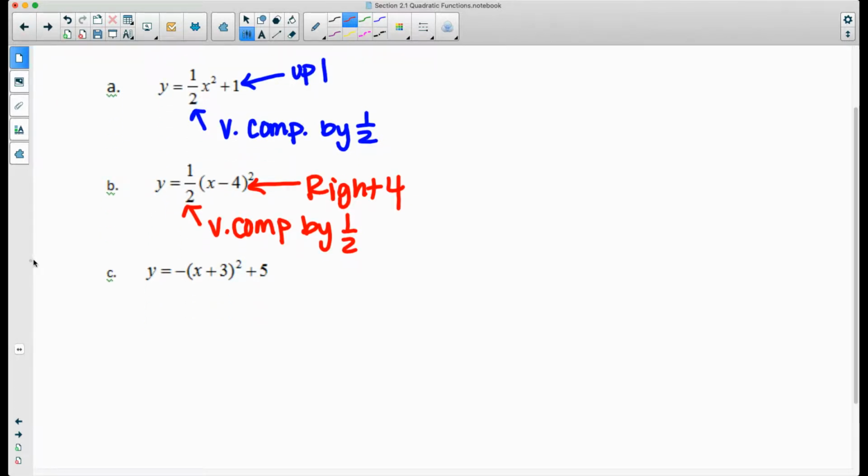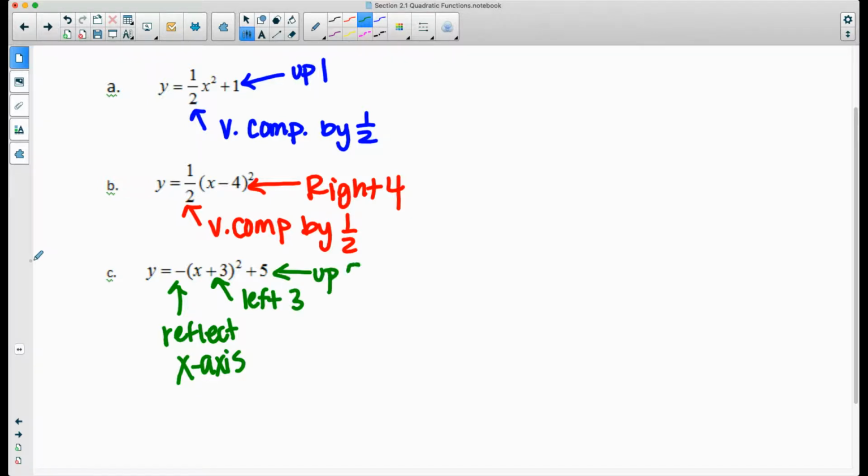All right. What about part C? Who's got that one? Reflect over the x-axis, left 3, up 5. Wait, start over again. Reflect over the x-axis, left 3, up 5.